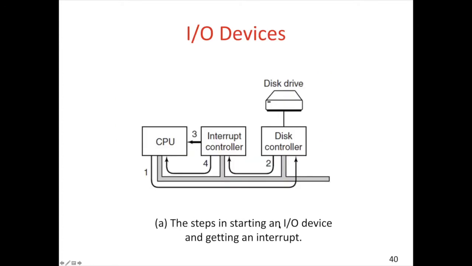The steps in starting an I/O device and getting an interrupt are explained in this figure. When the CPU needs to get information from an input-output device, for example from disk, it sends the requirement to the disk controller while the CPU is doing some other operation. In parallel, the disk controller gets information from the disk drive, and when it is completed, it informs the interrupt controller, which interrupts the CPU and loads the information collected from the disk drive into the CPU.